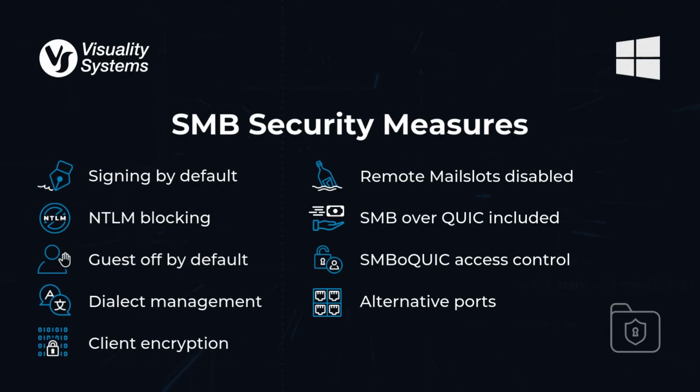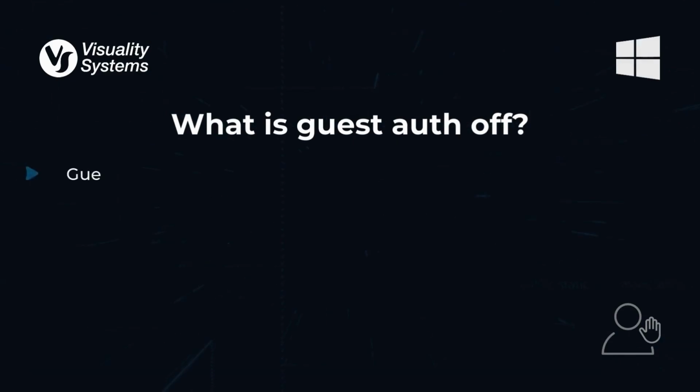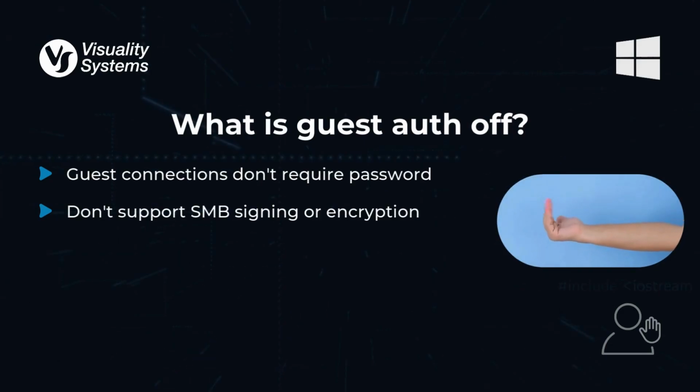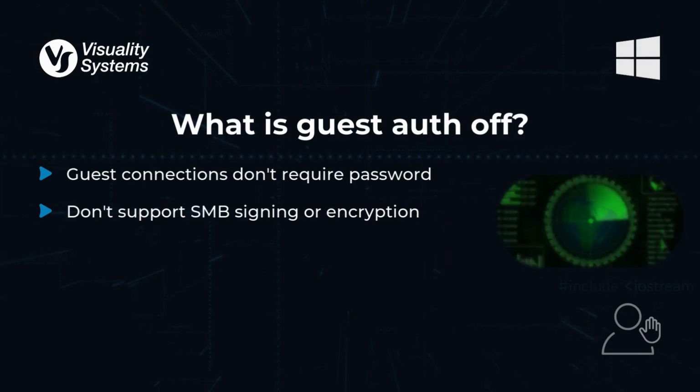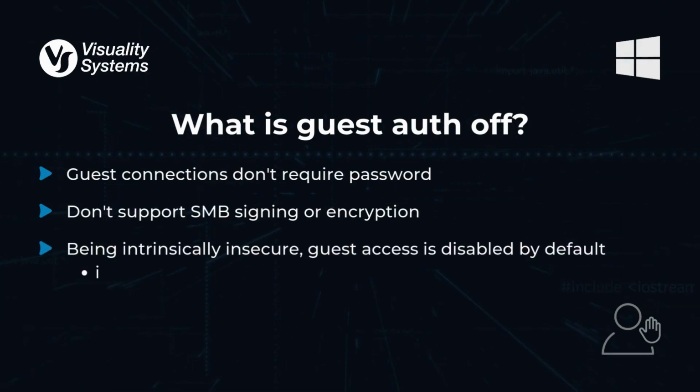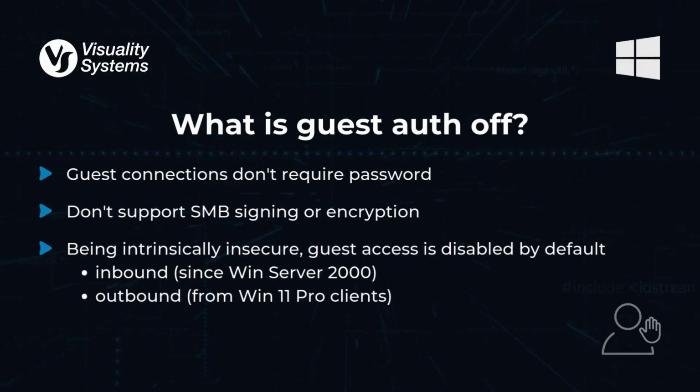While NTLM is being phased out, another long-standing vulnerability is also being addressed: insecure guest logons. Guest connections are intrinsically vulnerable because they don't require passwords and don't support signing and encryption. Under these insecure conditions, a malicious agent can do the following: trick clients into connecting to a fake server, intercept sensitive data, gain unauthorized access, and perform man-in-the-middle attacks. This is why Microsoft had already disabled inbound guest access to SMB servers by default since Windows 2000. And, as we will see, it is applying this security measure also to SMB clients, which means outbound connections.